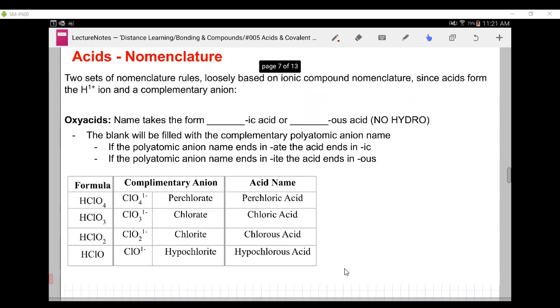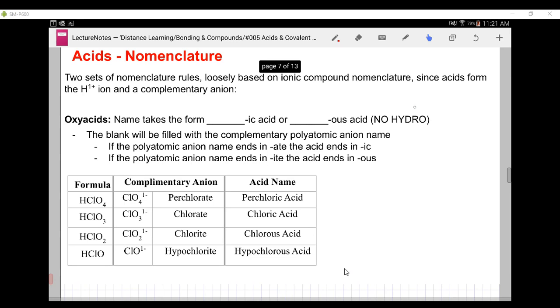For oxyacids, acids that have oxygen in the formula, it's going to be specifically related to what is the resulting polyatomic ion after the hydrogens are separated. And we have two different rules that can apply. If that polyatomic ion ends in ATE, like chlorate, nitrate, sulfate, we're going to change the ending to IC. So instead of nitrate, it would be nitric acid. Sulfate would be sulfuric acid. Phosphate would be phosphoric acid.